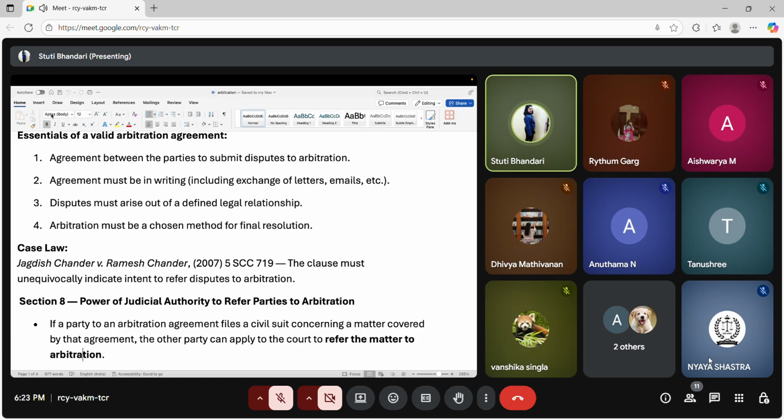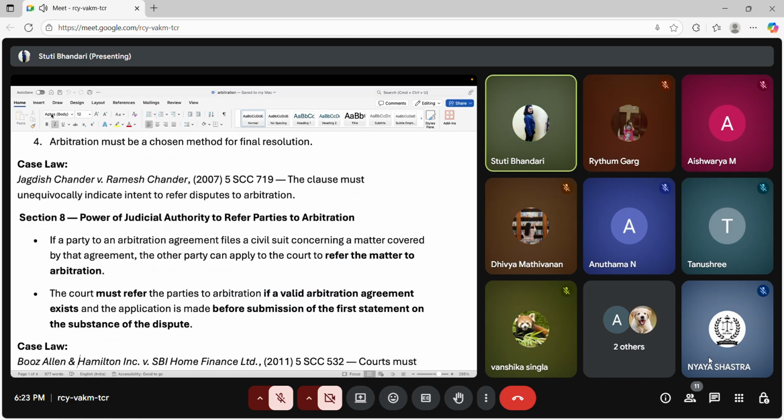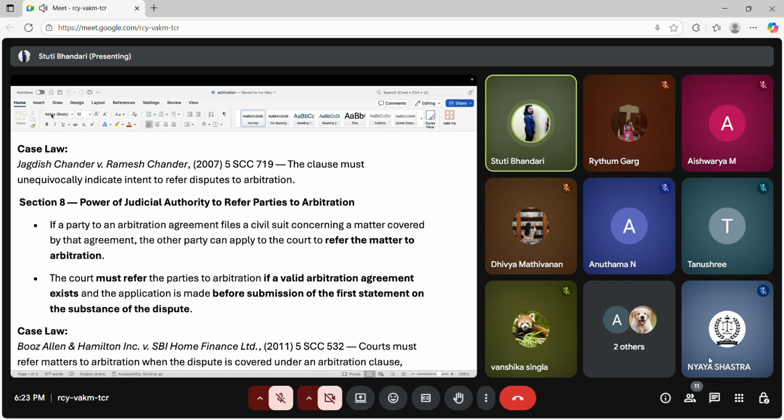In such cases, I cannot revert that part. I have to go to the arbitrator. So section 8 talks about the power of judges: when a party files a civil suit wherein they had already agreed that they will go to arbitration, then the judge can refer such parties to arbitration if there is a valid arbitration agreement between them, and the application is made before the submission of the first statement on the substance of the dispute.